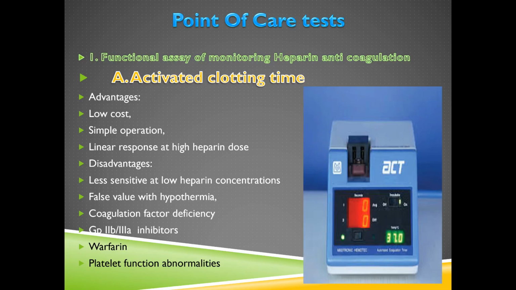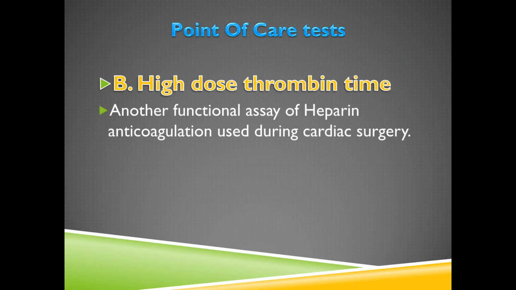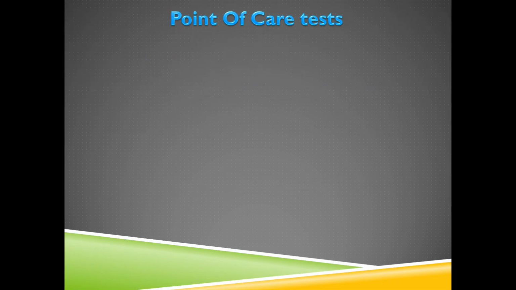So this is the machine that we use. We insert the specimen into that and we will get the result displayed here. And high dose thrombin time is another functional assay of heparin anticoagulation.